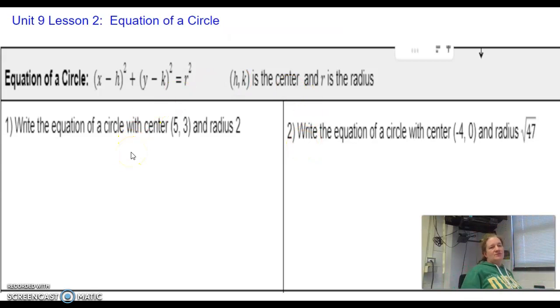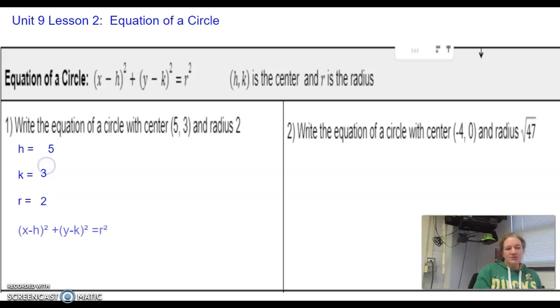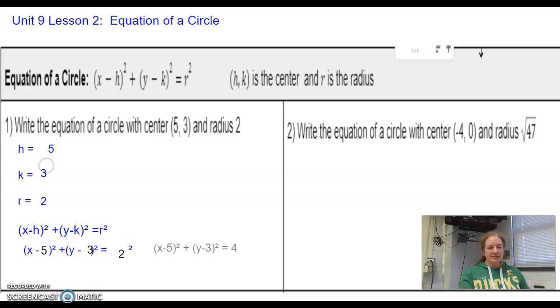So what we're going to do is, given this information, we're told to write the equation of a circle with a center at (5, 3) and a radius of 2. I don't have to graph this, but I know the center is at (5, 3) and the radius is 2. So h is 5, k is 3, and r is 2. Then all I have to do is look at my formula and plug it in. I put 5 in for h, 3 in for k, and 2 in for r. I'm going to clean this up a little bit, and 2 squared is 4, so this is my answer right here. How hard is that?